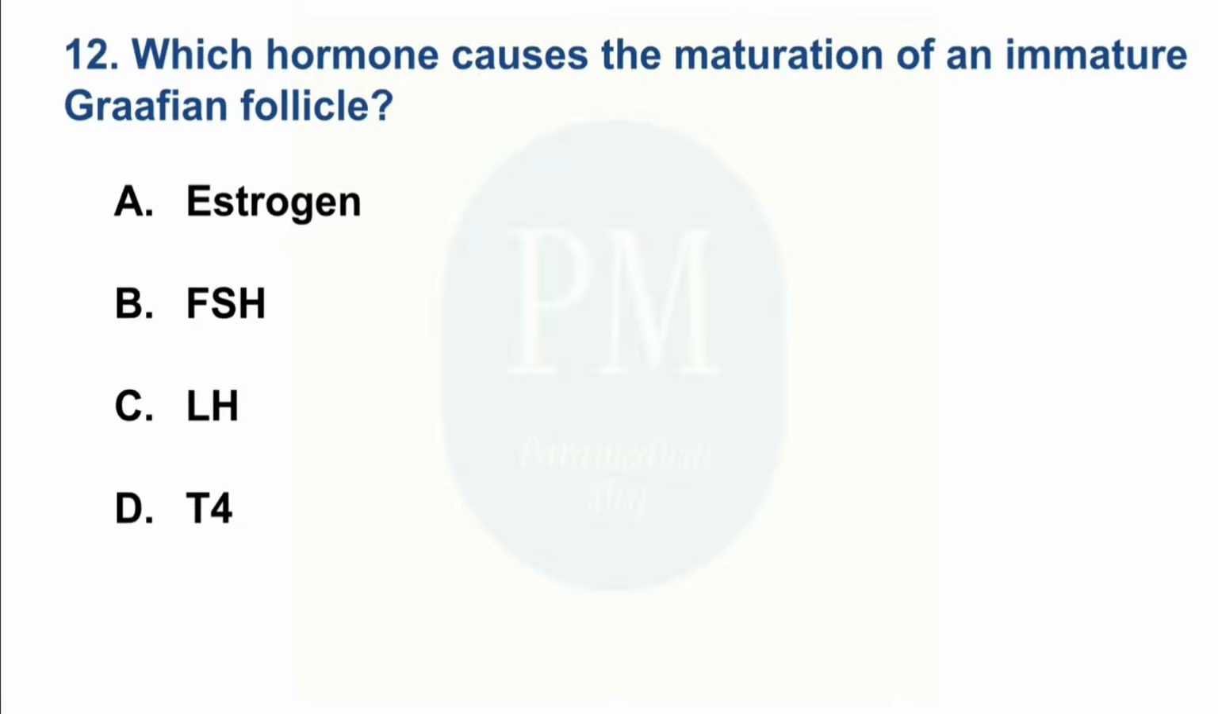Which hormone causes the maturation of an immature graafian follicle? Option A, estrogen. Option B, FSH. Option C, LH. Option D, T4. The correct option is option B, FSH.